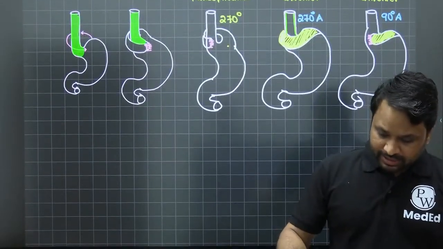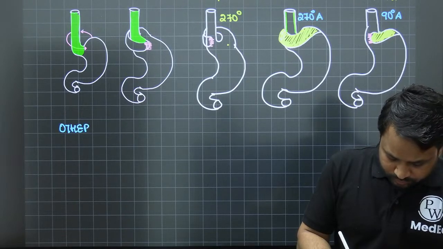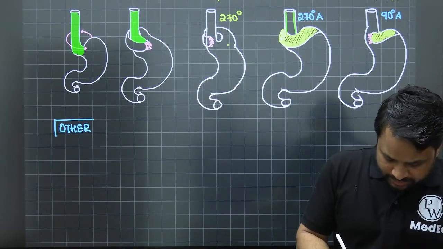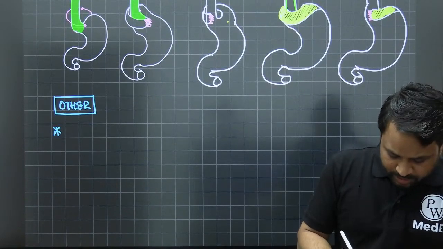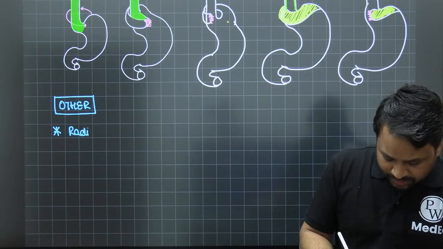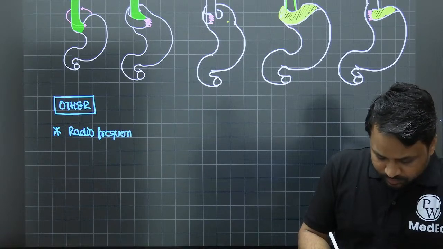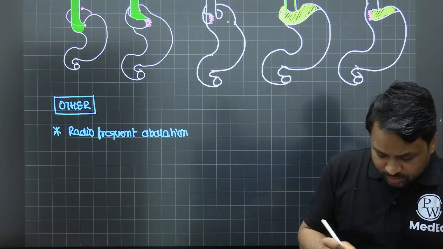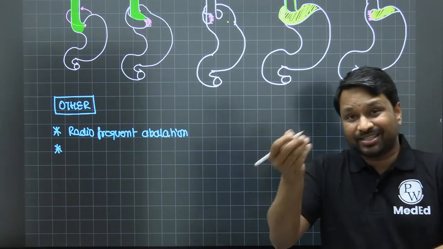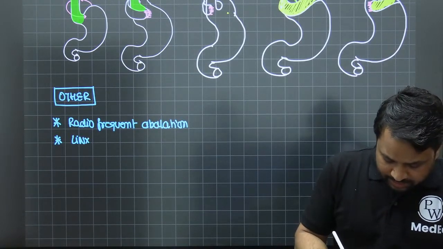The other techniques that you can talk about, or I can say the other surgical components that you can take across. Number one is going to be radiofrequency ablation of the GE junction. So you induce some amount of fibrosis, so that the structural component increases the tone. That is another one. Now this device is what we call a LINX device.